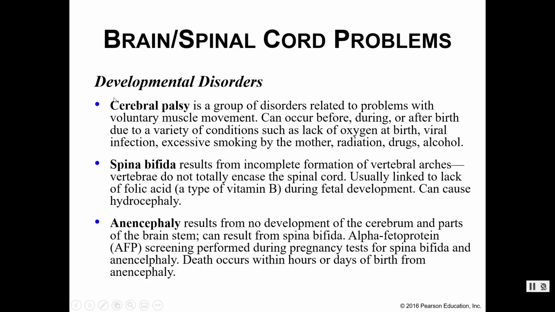And there are different severities of cerebral palsy. Sometimes people suffer from just really mild cases, but sometimes this can be quite severe.